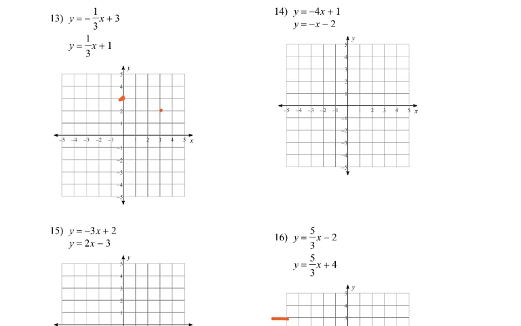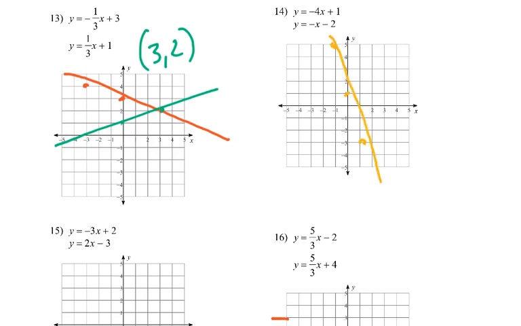So down 1 to the right 3, or up 1 to the left 3. Then positive 1, up 1 to the right 3, and I can see exactly that they're going to intersect at 3, 2. Okay, so positive 1 down 4 to the right 1, or up 4 to the left 1. That was a horrible line. Negative 2, down 1 to the right 1. Again, I can see exactly where they're going to intersect, which is at (1, negative 3).